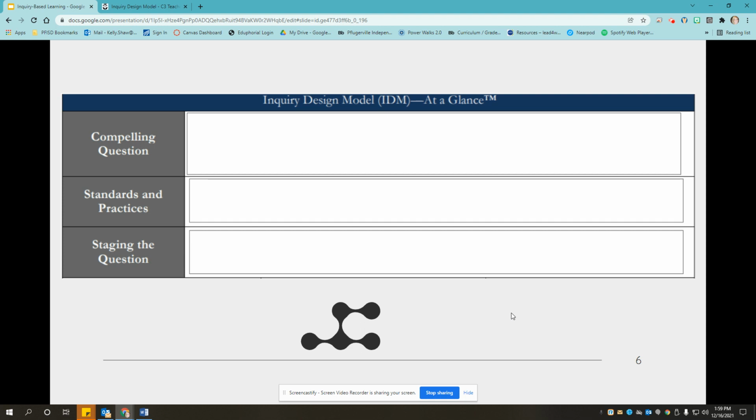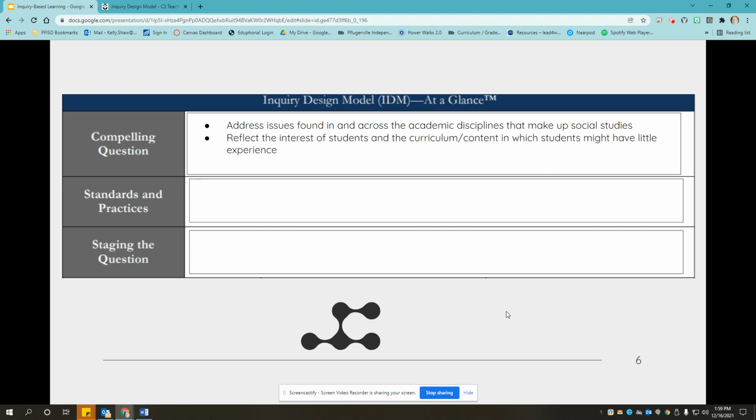Well, what are the components of a compelling question? Compelling questions address issues found in and across the academic disciplines that make up social studies. They can reflect the interest of students and the curriculum and/or content in which students might have little experience. So they're delving into something that they might not know a whole lot about. An example of a compelling question for US history would be, was the American Revolution revolutionary?